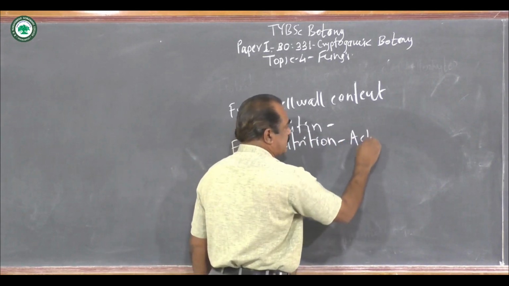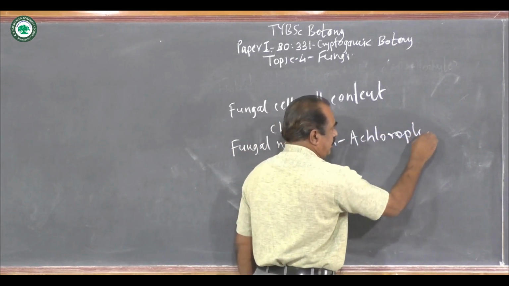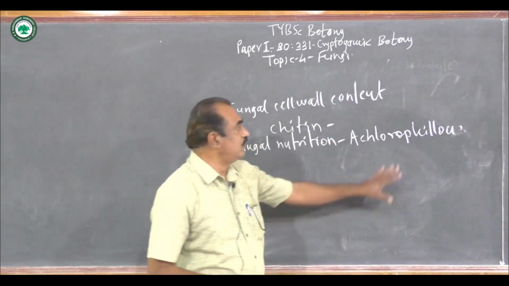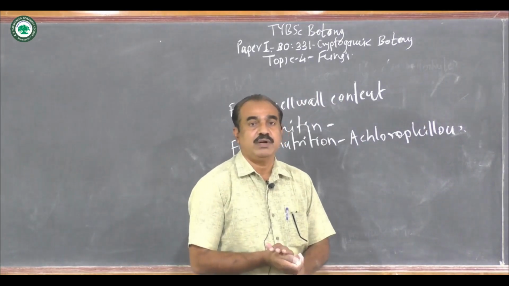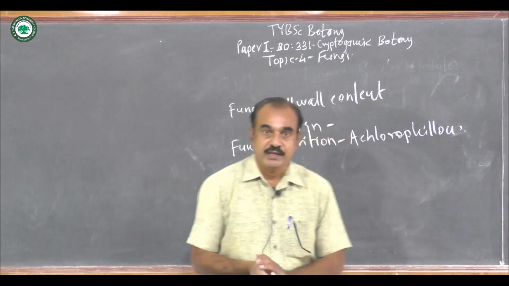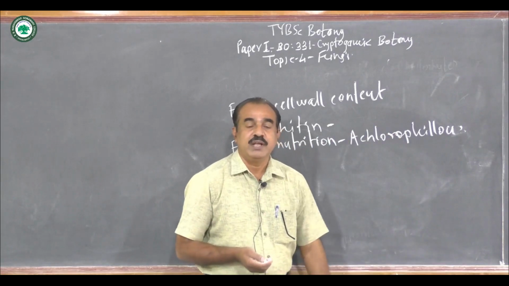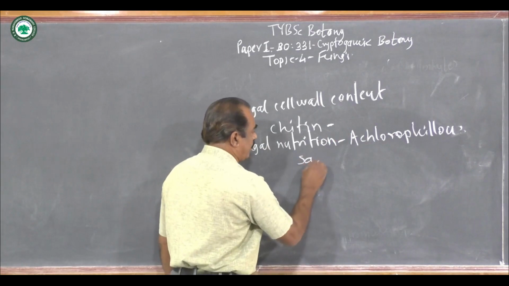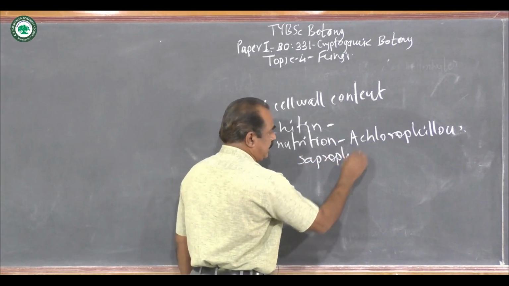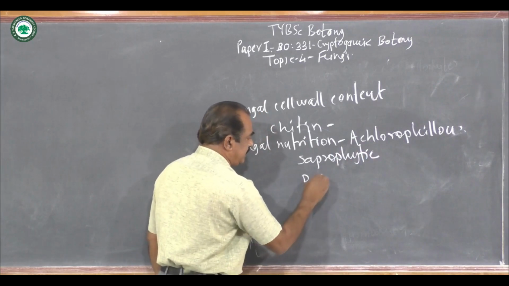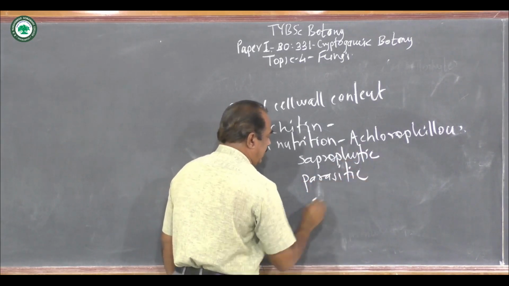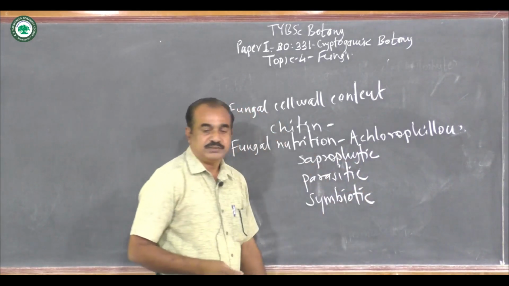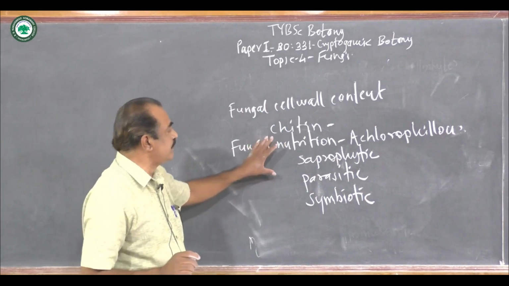They are achlorophyllous. That means they do not prepare their own food material because they do not have the chlorophyll pigment. So such a type is called heterotrophic in mode of nutrition, and on the basis of this there are three main types of fungi: saprophytic, parasitic, and symbiotic. So these are the three different types found in the fungi on the basis of their nutrition.